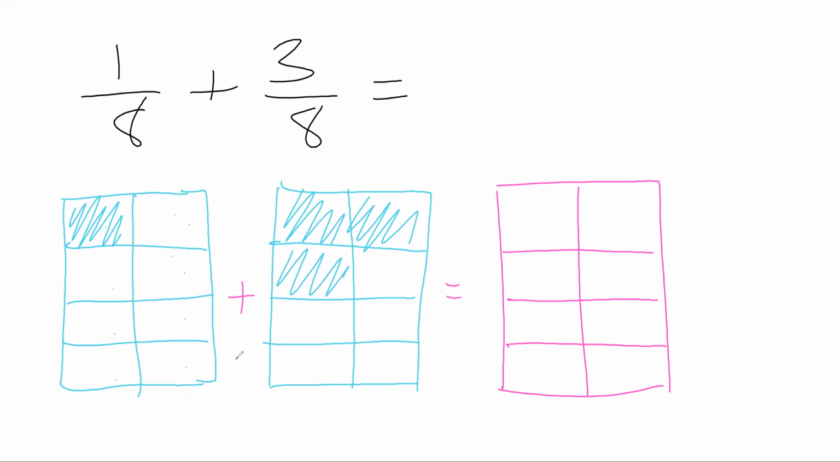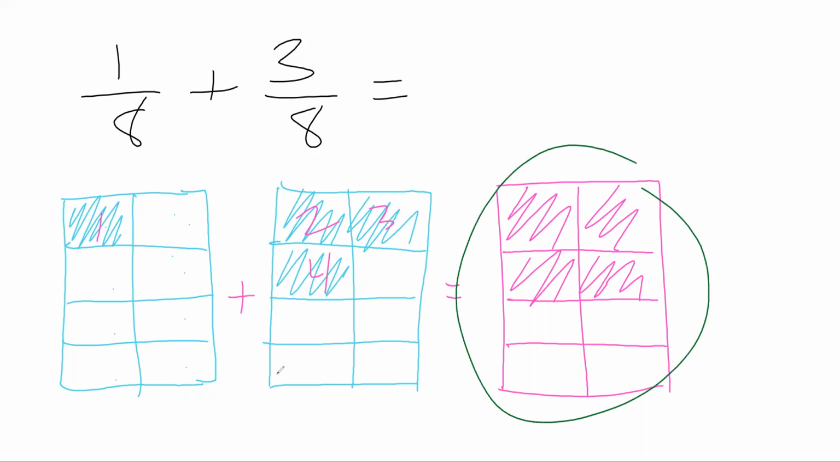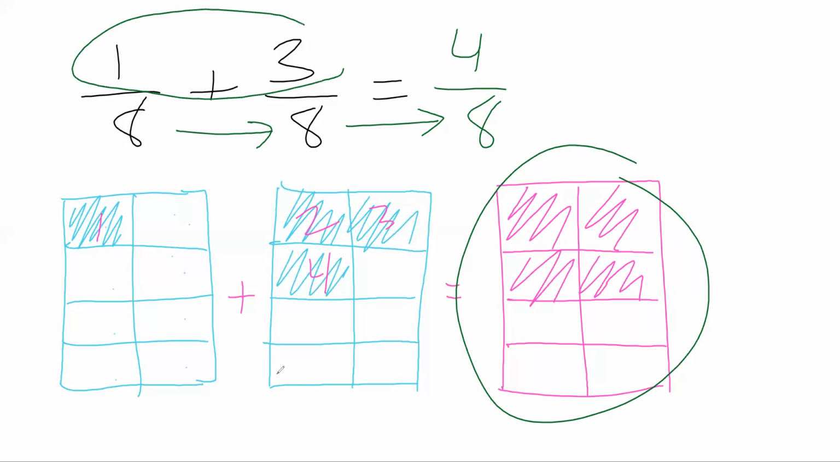Let's see. Let's put how many we have. We have 1, 2, 3, 4 pieces. So let's shade in 4 in our final model. And there is our final answer. It has now become 4/8. And if you look, this is kind of the trend you can see happening here, is that the denominator is staying the same. It's the numerators, it's the pieces we're adding together. So that's another approach we could think about as we do this.